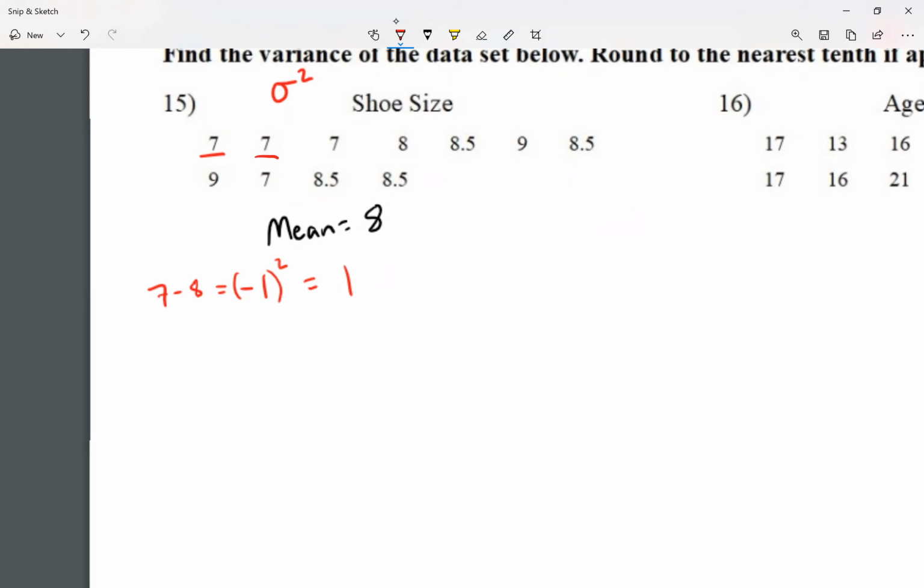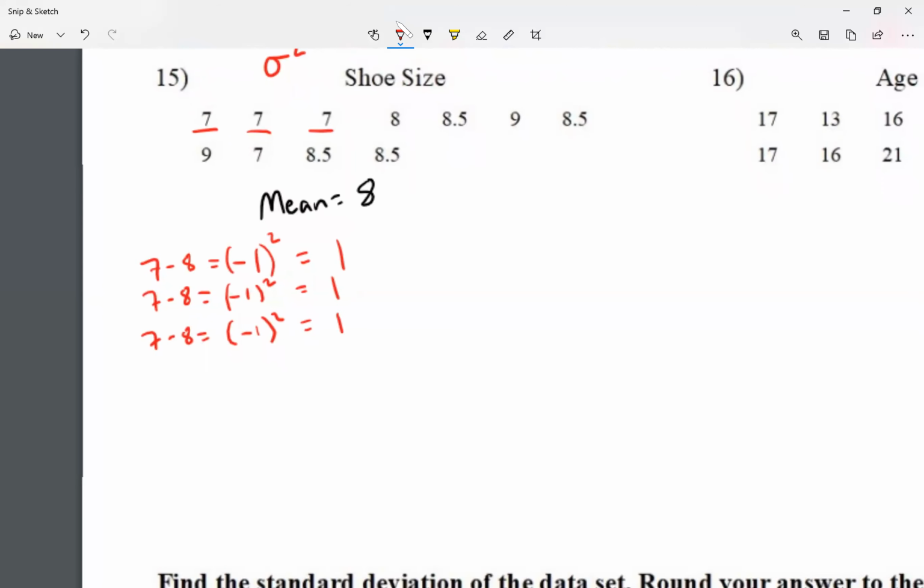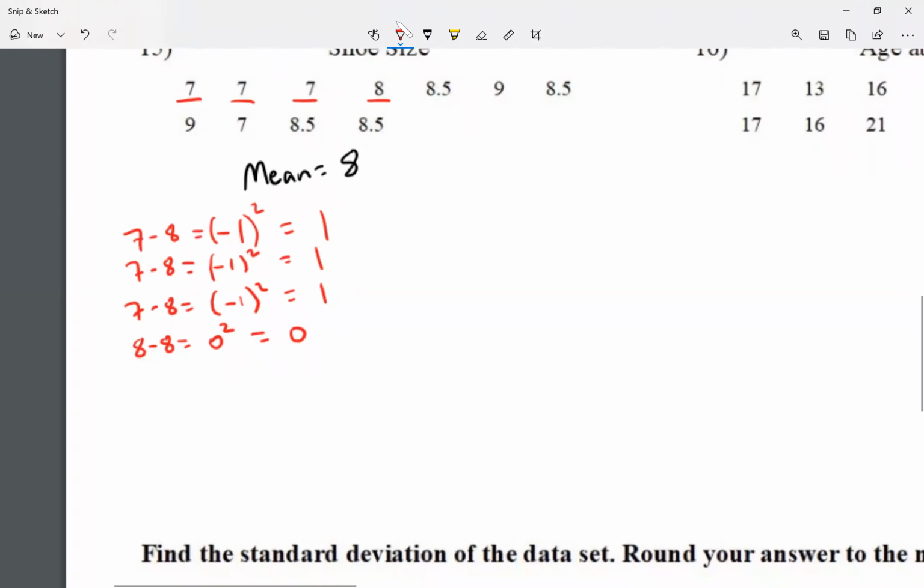Let me do it of the next one. 7 minus 8, which is the difference -1. Let me square it. It's 1. And then the next one, 7 minus 8 is a -1, but let me square that. I'm going to be able to find a list of the differences squared. All right, my next number is 8, right? I'm going to go 8 minus 8, which is 0, squared. Well, it's still 0.